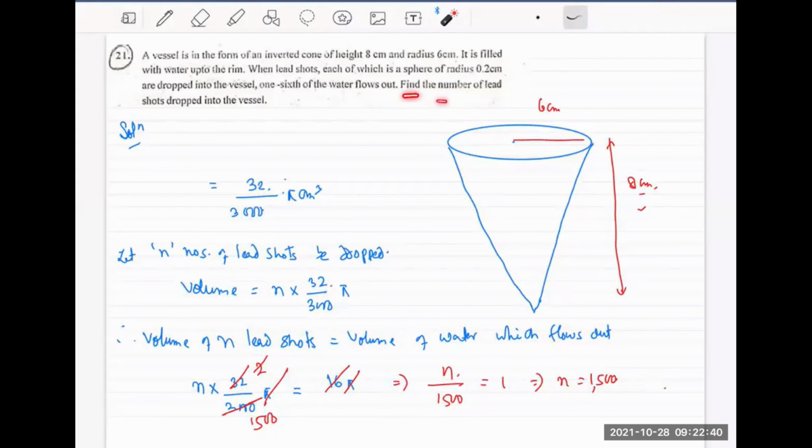So the question asks, find the number of lead shots dropped. So we will say, therefore, number of lead shots dropped is 1500. Okay, it's done. Copy up to here, and then your mensuration chapter is also done.